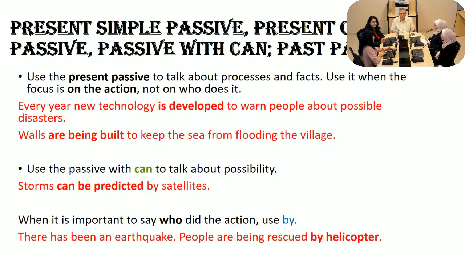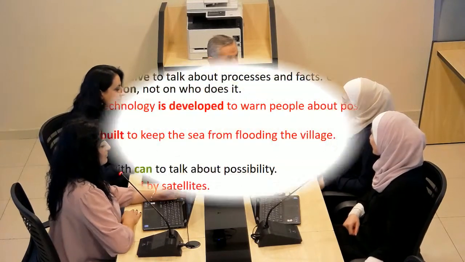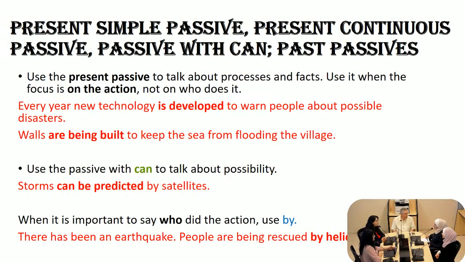Present simple passive, present continuous passive, passive with can, and past passive. So it's the passive, which is a form, not a tense. We can use it with different tenses. In general, passive means that the focus is on the action, not on who does it. And we can use it in present simple, present continuous, past passive, and with can, which is with modals. But here in our book, we use it only with can.